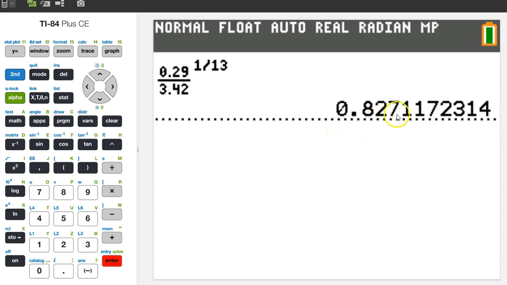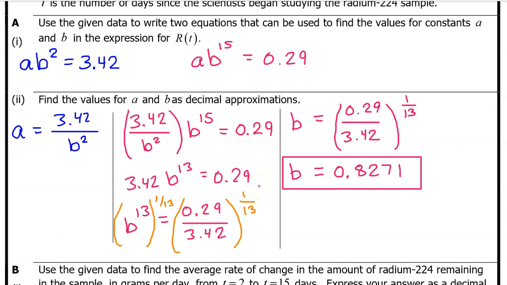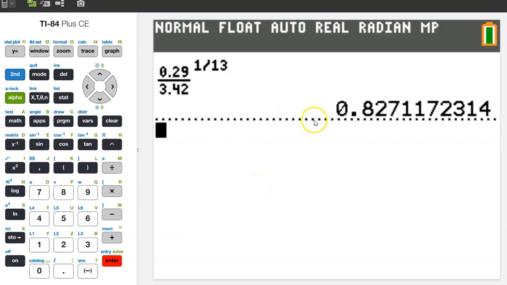The College Board will accept 3 decimal places, but students often will lose a point by trying to round and then they round incorrectly. So I recommend always using 4 decimal places and never trying to round. I'm going to put b equals 0.8271. We are going to need this value later, and we don't want to lose any accuracy. So let's store this value into letter B on the calculator by hitting store and then alpha B.